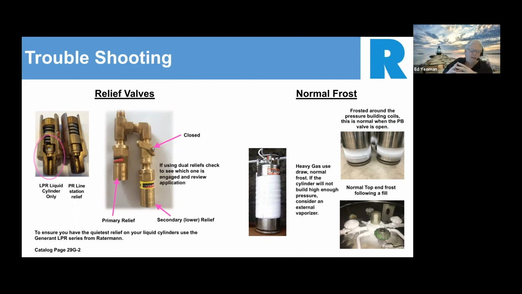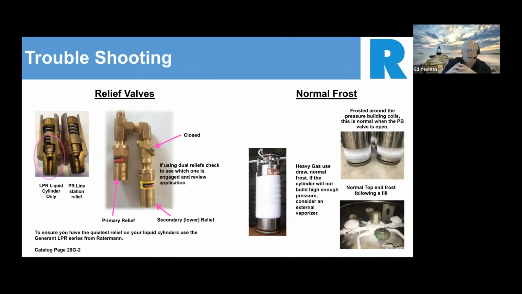The point that I want to make is that it's showing you a cross section of two different types of relief valves. The relief valve all the way over on the far left is the Generant relief valve, what they call an LCV, or Ratermann calls them LPRs, liquid pressure relief valves. They are the quietest relief valve on the market. They have that machined action in the poppet that gives you a whooshing noise, an escape noise coming out of the cylinder before the poppet opens and does a full relief. So it kind of gives you advance notice that it's about to relieve itself.